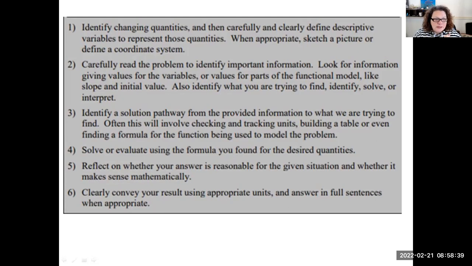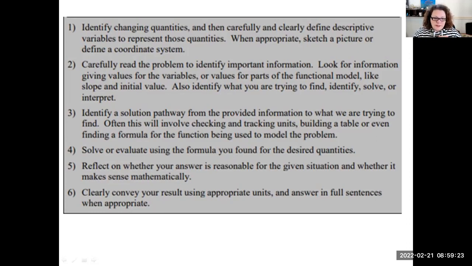Okay. Identify a solution pathway. So this is just creating your formula. This is creating your function. That's all that is. Solve or evaluate using the formula you found for the desired quantity. So that's using it to plug in an input to get the output you want. It could also be checking to see if your function is right. If you had to solve for B and you chose to use 0.1, then you can check it by plugging in 0.2, like I did with the $920 one for the five new policies, and just to check to see if the function works.